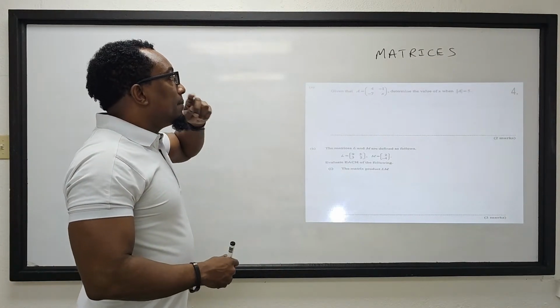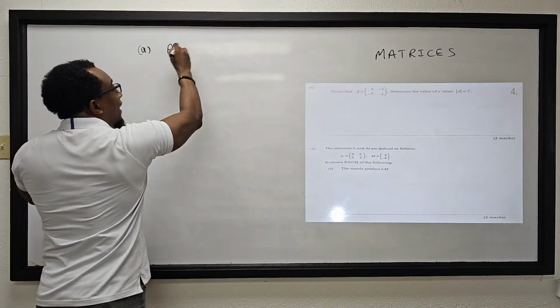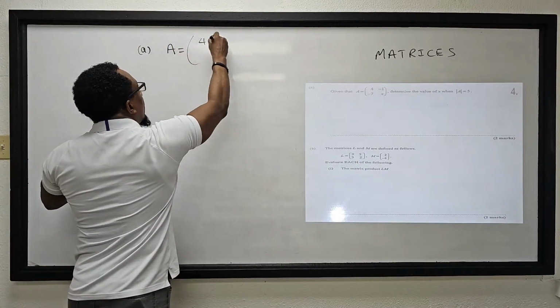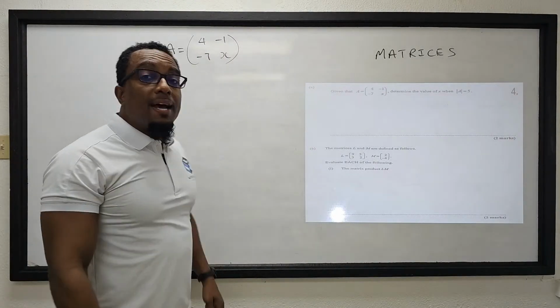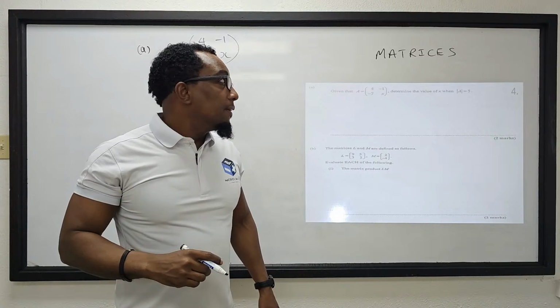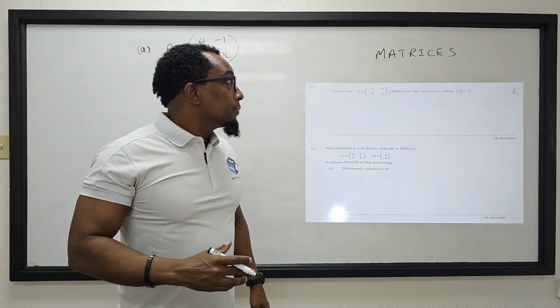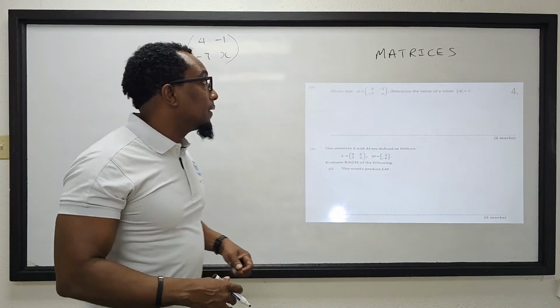Alright, let's move on to question 4. Given matrix A, it's a very important question. Matrix A has elements 4, negative 1, negative 7, x. I'd like to bring this question in, as it's normally a common part in matrices questions.